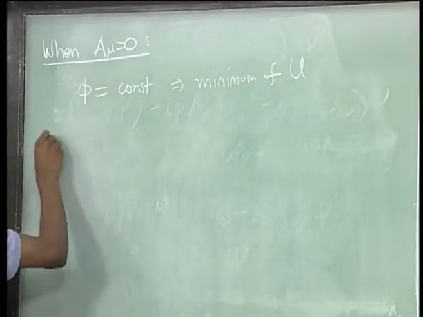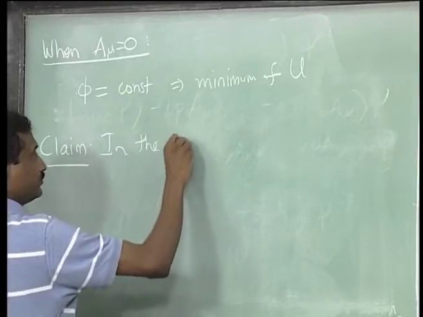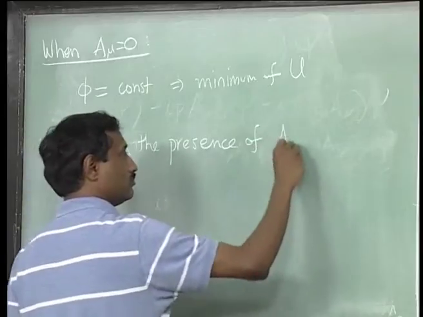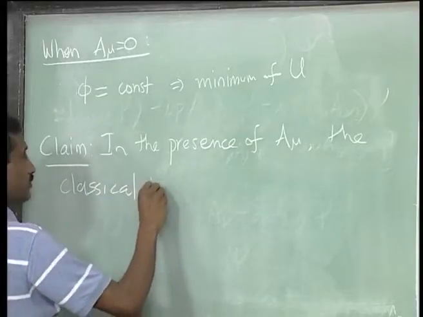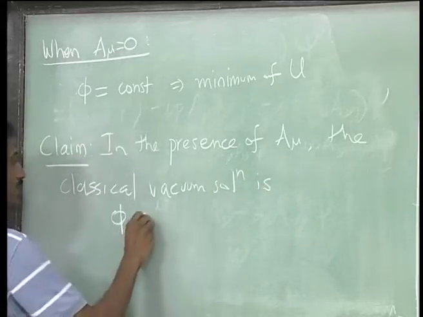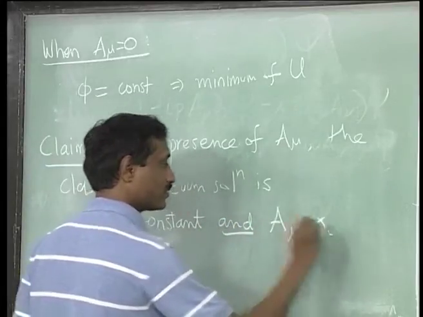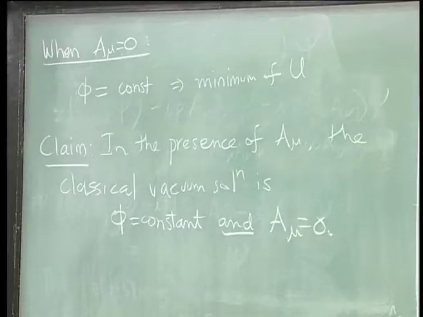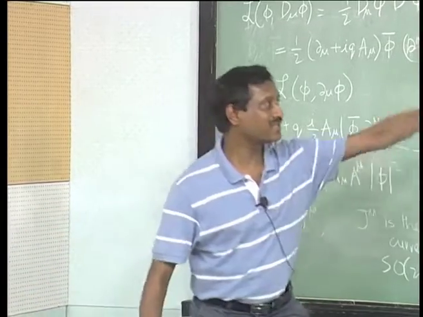depending on this thing, so claim: in the presence of A, the classical vacuum solution, phi equal to exactly this constant and mu equal to 0, because what is that doing? Setting mu equal to 0 tells you that the energy density from the gauge field sector is 0, and this is the minimum of that.